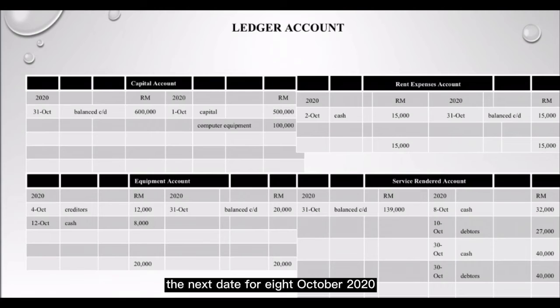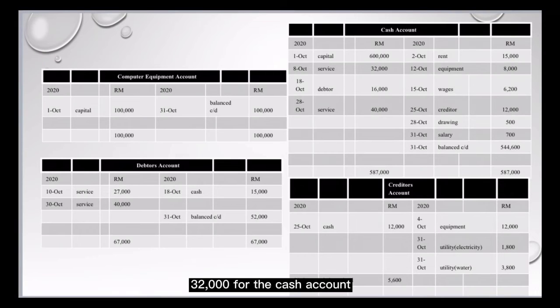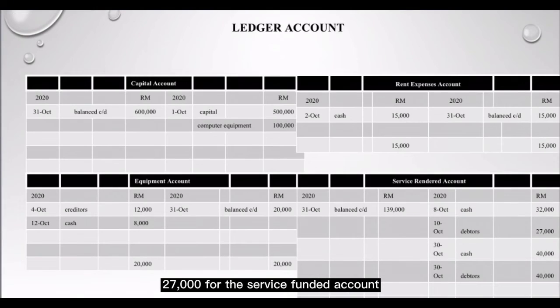The next date, 8 October 2020, the first one is service rendered account. For the credit side, 8 October cash 32,000. For the cash account, the debit side 8 October service rendered 32,000. The next date, 10 October 2020, the first one is debtors account. For the debit side, 10 October service rendered 27,000. For the service rendered account, the credit side 10 October debtors 27,000.